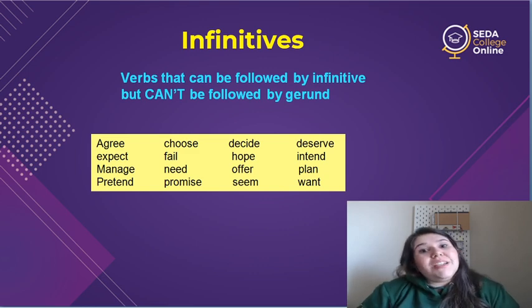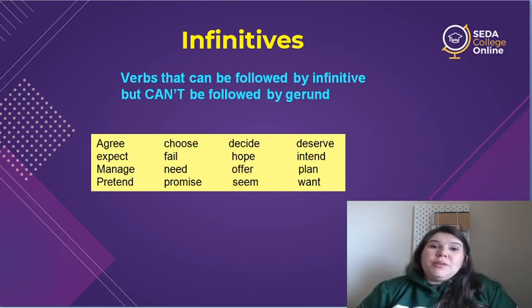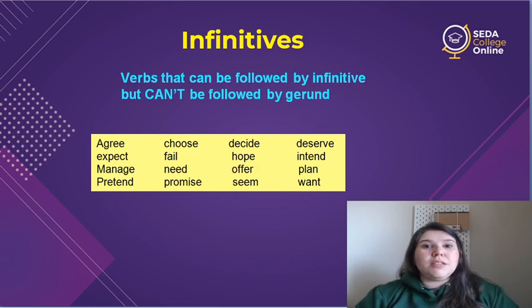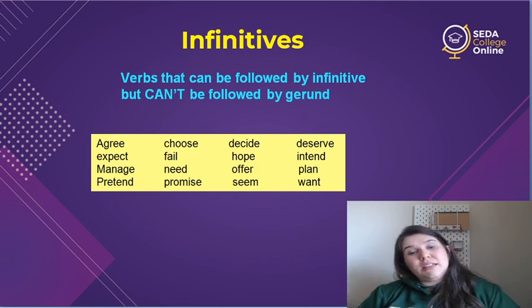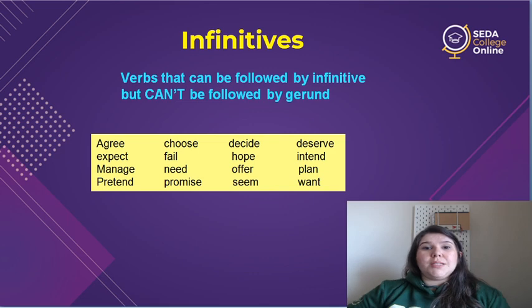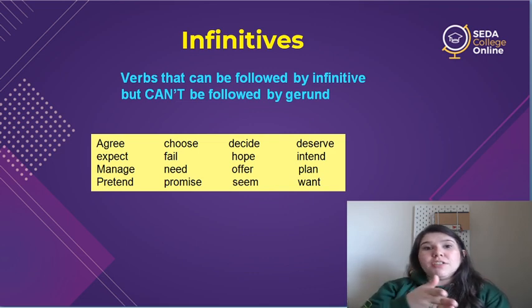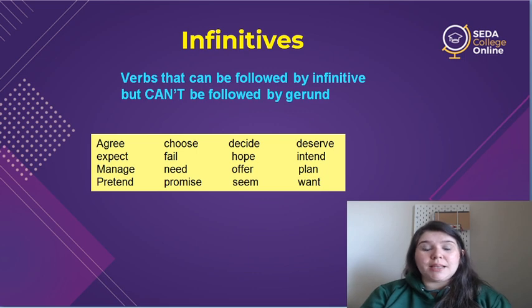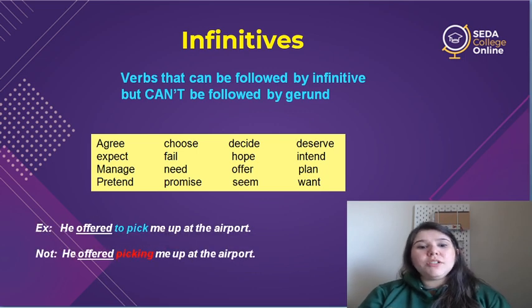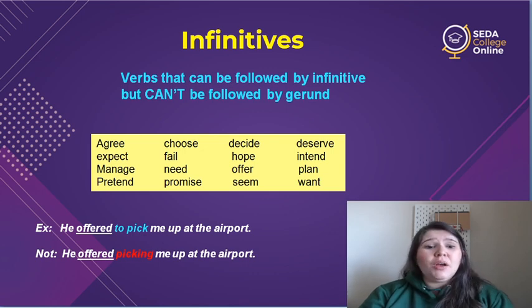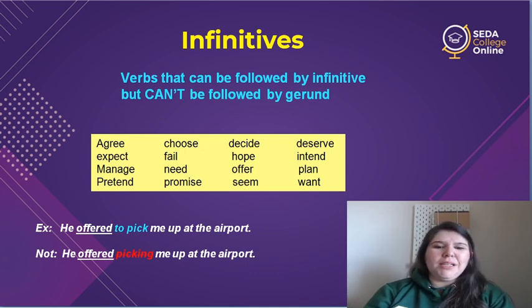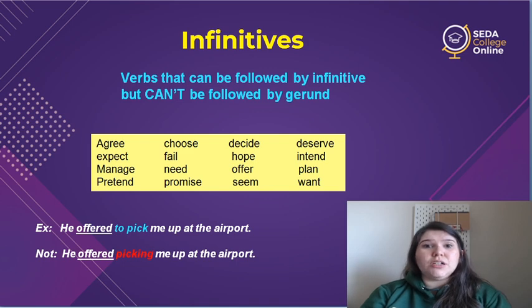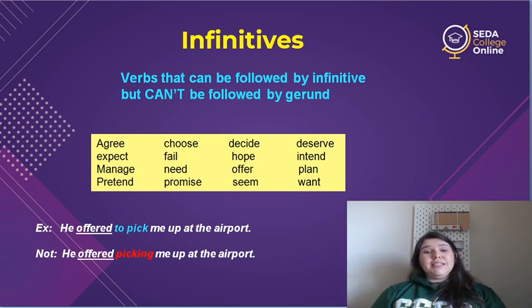So again, my suggestion, the same we did with the gerund. So write down some sentences with the gerund and then take this list and make up some sentences using the main verb followed by an infinitive verb. Okay, let's take a look at an example. He offered to pick me up at the airport. We can't say he offered picking me up at the airport. It's incorrect.